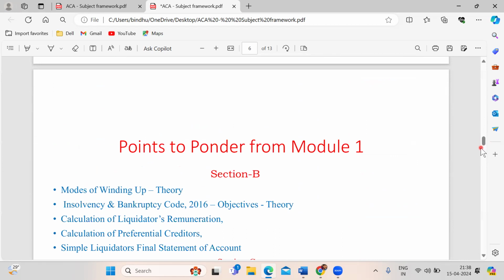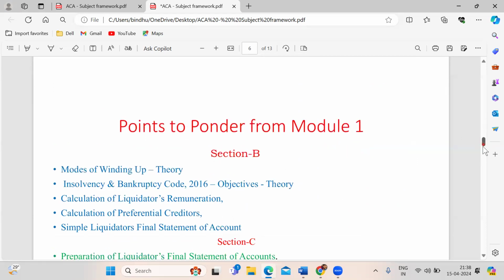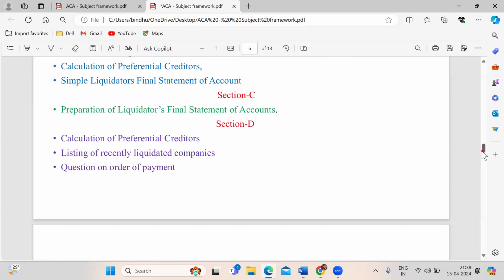If you have read that format correctly, obviously you can solve any kind of question under liquidation. They have given the points from model 1 for section B, and for section C and section D they have given the questions for you.